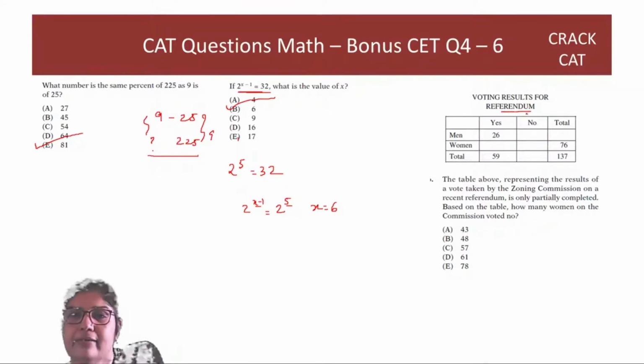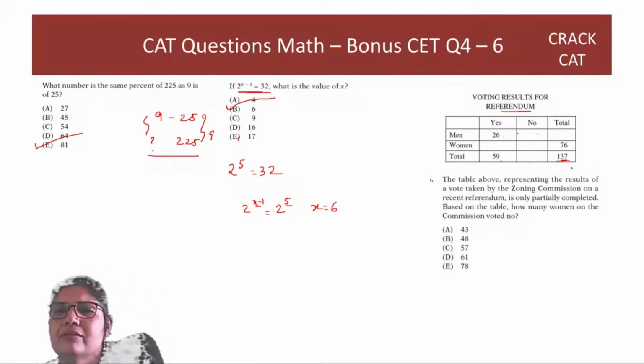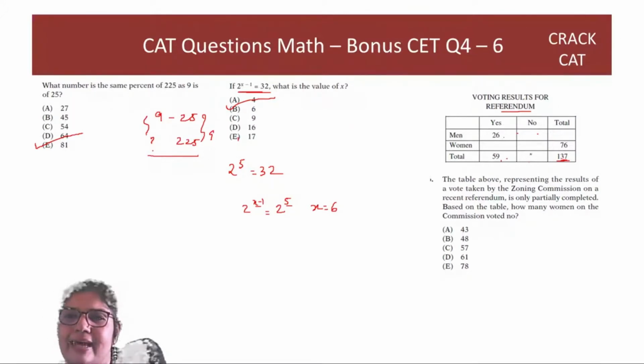Voting results for referendum. Men, total, right? Yes, no, and the total. So there are 137 votes, some of which were men, some of which were women. Some were yes, some were no. So let's try and fill this table up, okay? Totally there were 159 yes. So how many no will there be? We can subtract 60 and add 1, so 78 no. Right? If women are 76, then how many men will there be? They will be 61.